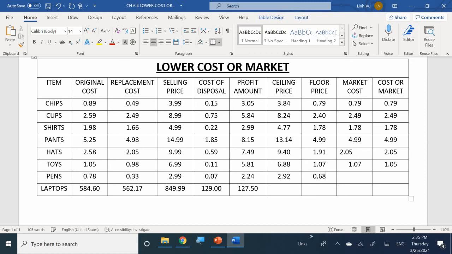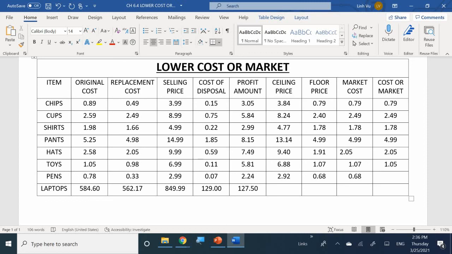68 cents. Let me see, 12 minus 4, 8, good. So 68 cents, okay? Now let's compare. We got our ceiling of $2.92, our floor of 68 cents, and our replacement cost at 33 cents. So which one should be in the middle? The 68 cents. Good.